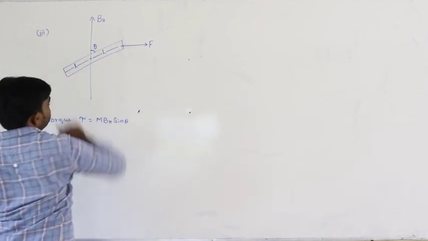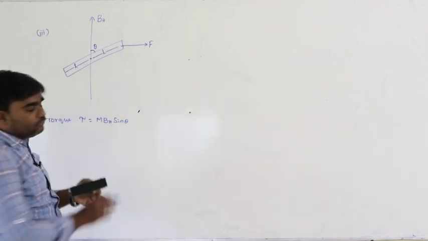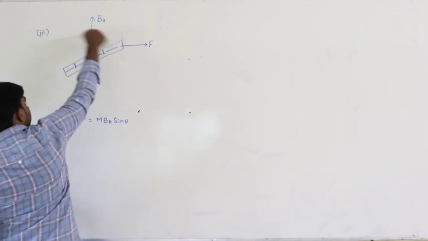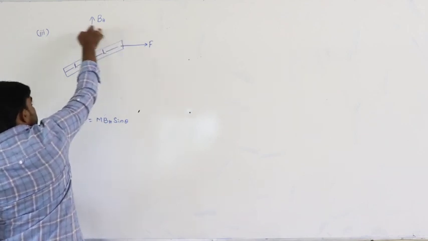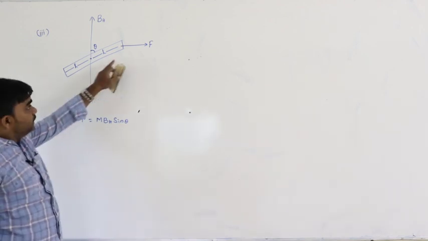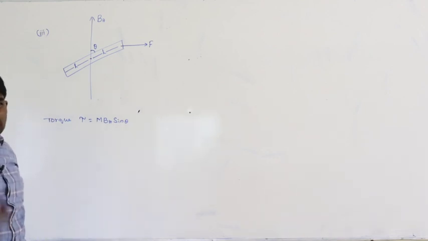To control the deflection, for example, if we are not applying any force, then due to this torque the magnet must be deflected in this direction. But to avoid the deflection, a force F acts in the horizontal direction. What is the amount of force required to stop the deflection?